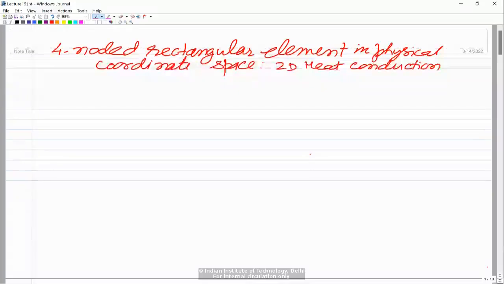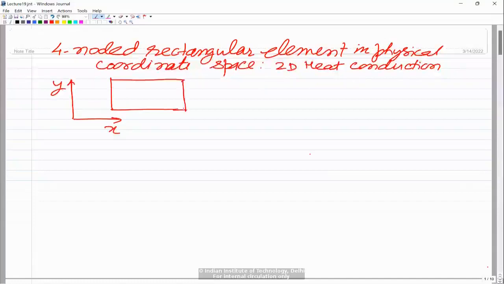When we formulated the triangular element, we did the formulation in terms of global coordinates x and y. But here I am going to use local coordinates so that the shape functions are easy to write. So this is the global coordinate system, and then we have this rectangle, not an arbitrary quadrilateral but a rectangle. The local coordinates are capital X and capital Y. This is node 1, this is node 2, this is node 3, and this is node 4.